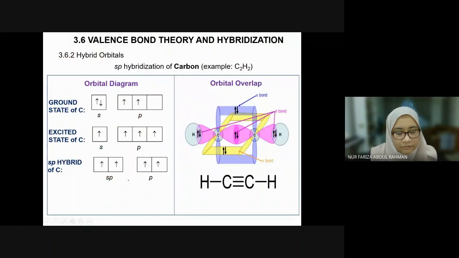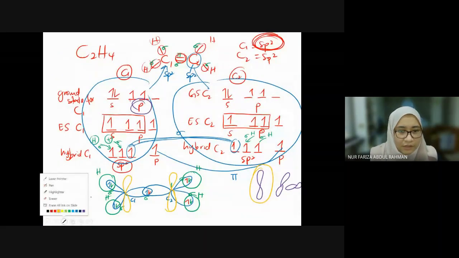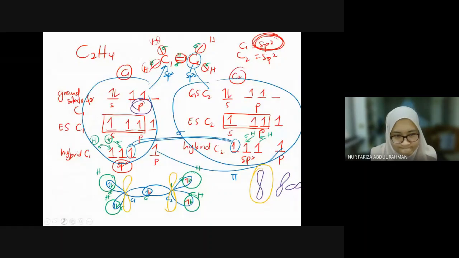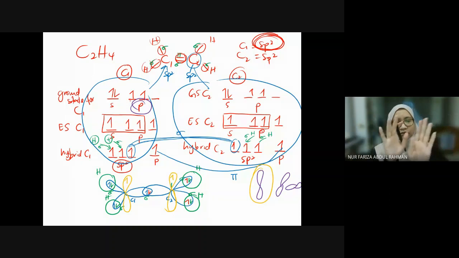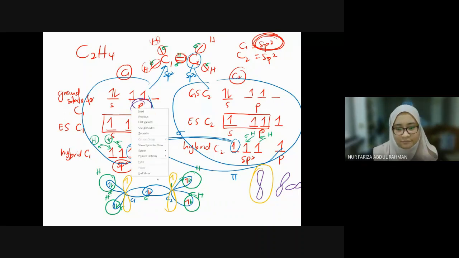So here, one electron from C2. Okay, alright. So how do we show that it overlaps? This is the limitation of 2D. Actually it should overlap sideways. Right? Remember we learned about the pi orbital last time? It will overlap sideways. So to show the overlapping, we have to connect it like this.